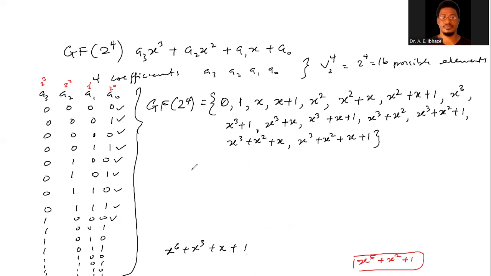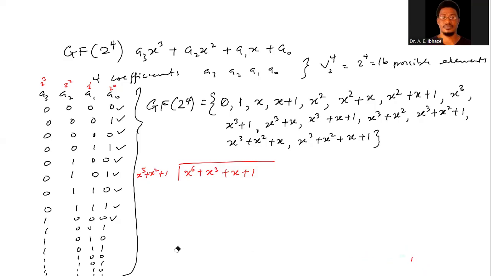So what we now want to do is a long division: x to the 6 plus x cubed plus x plus 1. We want to divide by this irreducible polynomial, x to the 5 plus x squared plus 1. Okay, we want to perform long division. So I think we can wipe this out, for instance. Depending on the irreducible polynomial we adopt, we are going to get a different result or a different element.